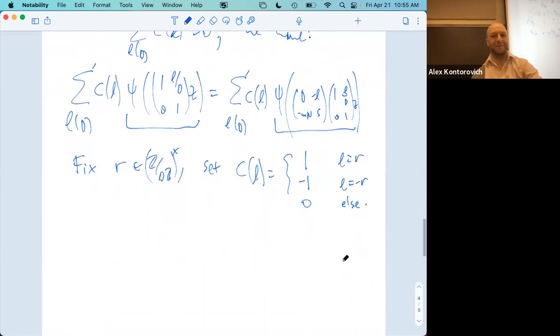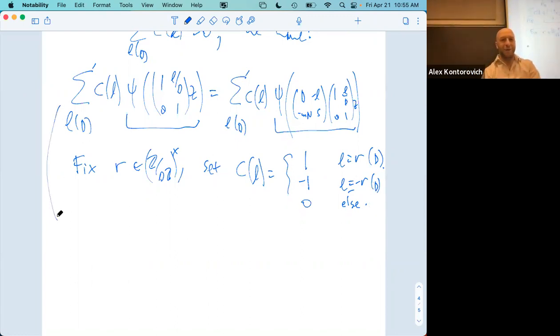I guess minus R, even with mod. Yeah, mod D. This is all mod D. Zero else. And since you chose this prime to be odd, this isn't odd. That's right. Exactly. Okay.